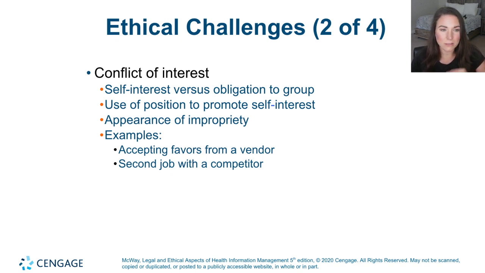A conflict of interest can be potential, which means it gives the appearance of harm or impropriety without the harm actually happening. And the example of that would be accepting favors from a vendor, even if you don't choose that vendor. From the outside, it could look like you're favoring them. So it would be a potential conflict of interest. Another potential one is having a second job with a competitor of your organization. It just doesn't look good, even if you're not doing anything wrong, you're just working for these two organizations.